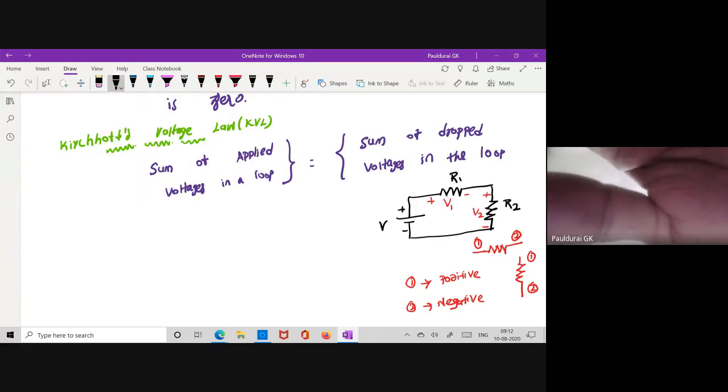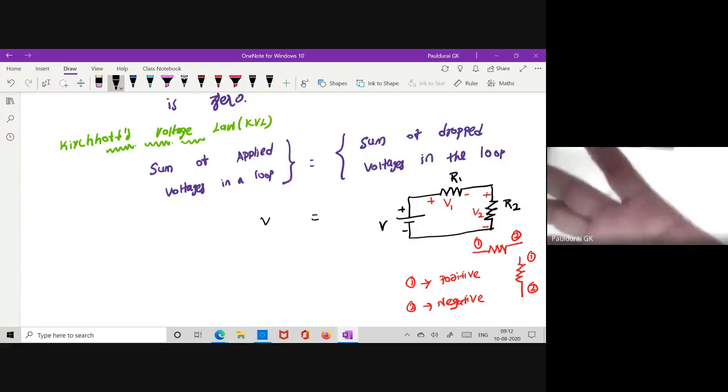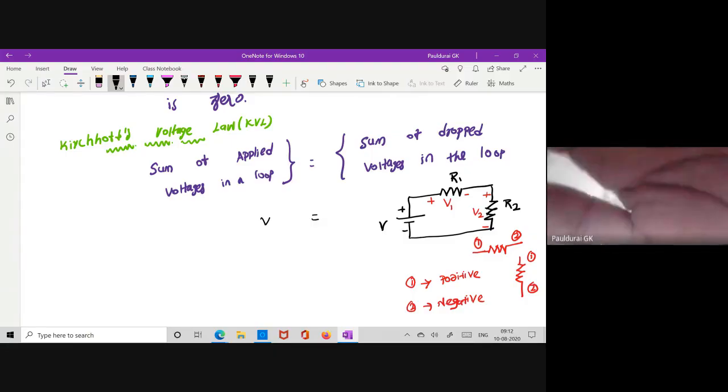Applied voltage here, that is V, is equal to the sum of dropped voltages. You are applying some voltage V that must be dropped across R1 and R2. So if you add these two voltages, automatically you will get the applied voltage. What is the voltage drop across R1 as per my notation? That is V1 plus this is V2. Take this as equation number 1.